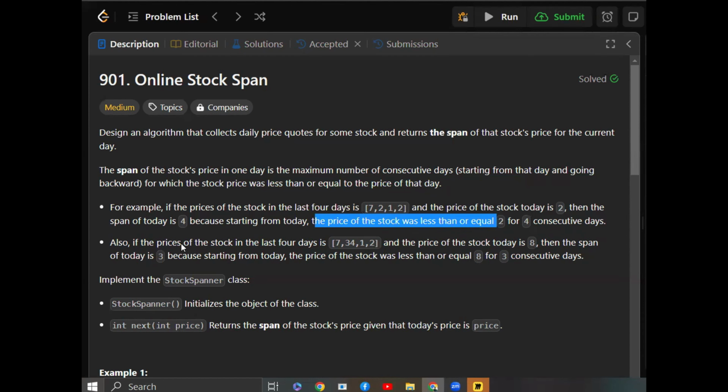Also, if the prices of the stock in the last 4 days are 7, 34, 1 and 2, and the price of today's stock is 8, so here the total span is 3. One is for 8 and another is for 1 and 2, because 1 and 2 are less than or equal to 8. So in total the span is 3.